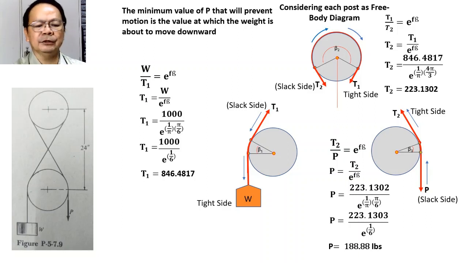Nang ibig sabihin nito, any value of P between the range of 188.88 and the value that we have already computed for the maximum will not cause W to move in any direction. It will remain stationary. And that gives us the answer in the problem.